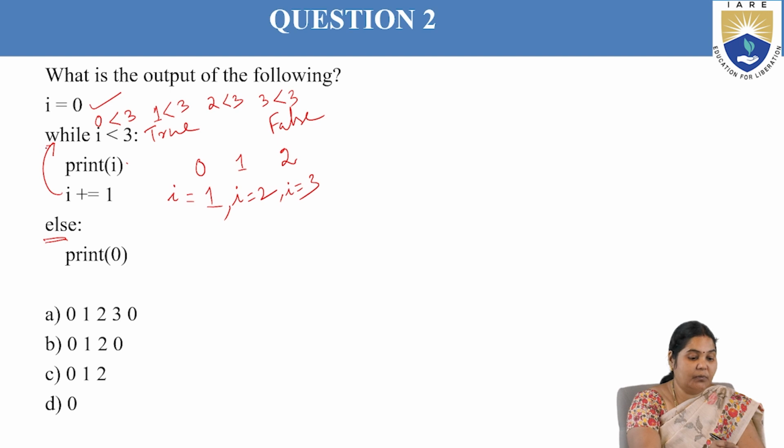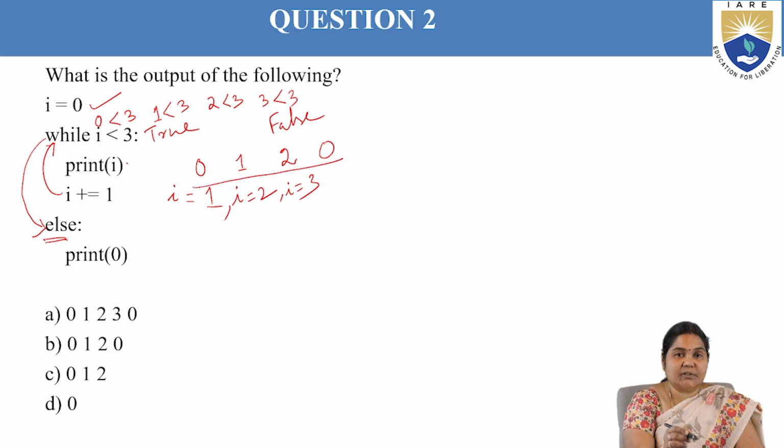So whenever the while loop is false, there is an else part. So the control, once it is false, will come out of the while loop and come to the else part. And else print 0. So whenever it is coming to else, it is printing 0. So what is the output? Output is 0, 1, 2, 0. Till the loop condition is true, 0, 1, 2 is printed. When the loop condition becomes false, it prints a 0.